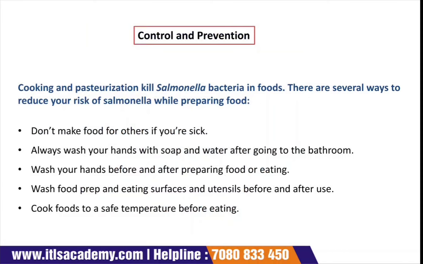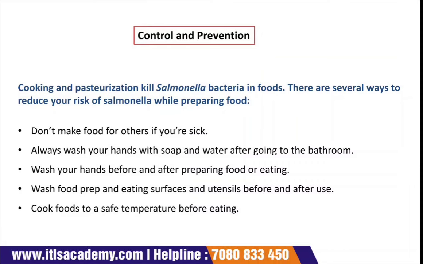Now, how can you control or prevent it? So see, first of all, it is preventable. Typhoid fever is preventable, or any other type of diarrhea is preventable. So what are the control and preventive measures? Cooking and pasteurization are control methods through which you can kill salmonella bacteria in food. So proper cooking of food, and proper pasteurizing of milk or any beverage, is very important if you want to kill salmonella bacteria.